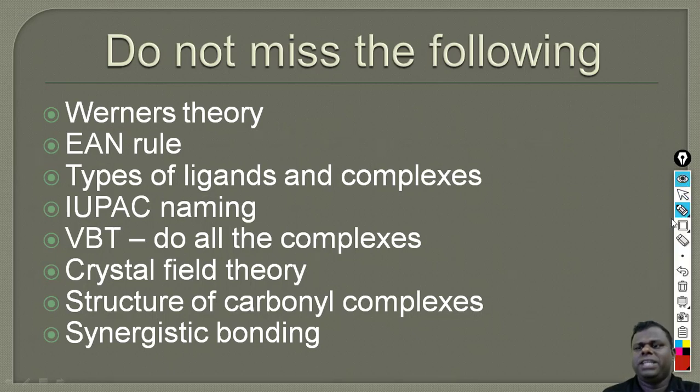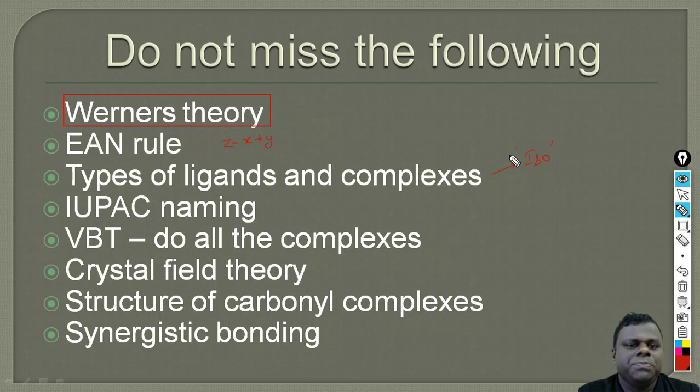I would recommend that you do not miss these: Werner's theory, the primary and the secondary valency, the EAN rule, that is Z minus X plus Y. This total should come to the nearest noble gas. Then types of ligands and complexes: monodentate, polydentate, ambident. Isomerism is very important, especially the linkage isomerism and the structural isomerism. The geometrical, if you can do it, it's well and good, otherwise it's your call. But structural isomerism, you should do.